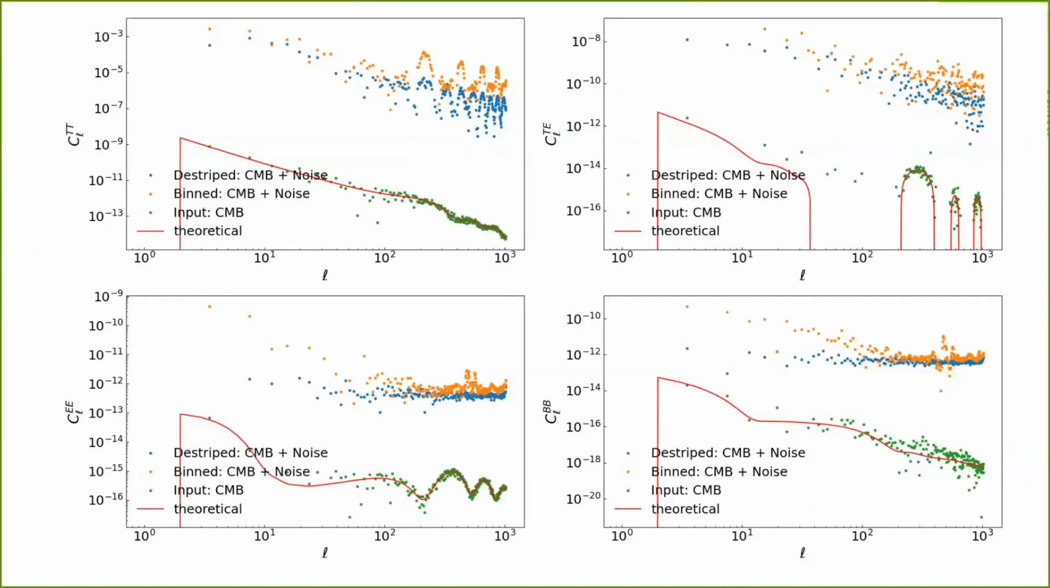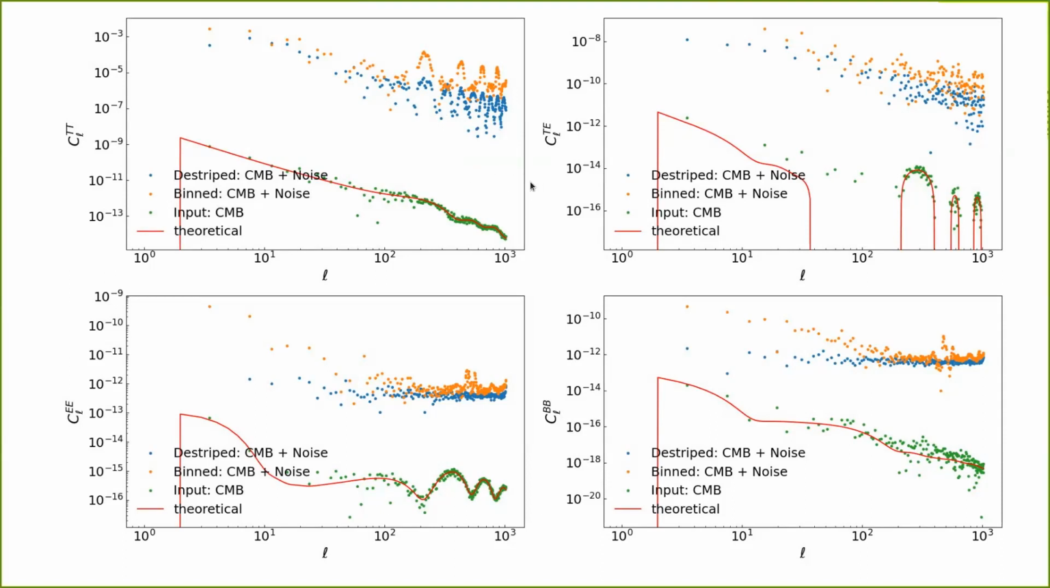Finally, I used NaMaster to generate angular power spectra from the maps that were computed using TOAST. On the top left here, we have the TT angular power spectrum. The red curve is the theoretical spectrum. Green corresponds to the input CMB. Orange corresponds to the binned map, and blue corresponds to the de-striped angular power spectra computed from the de-striped map.